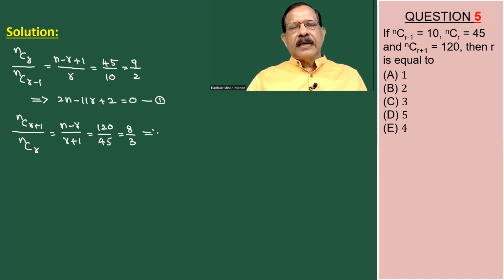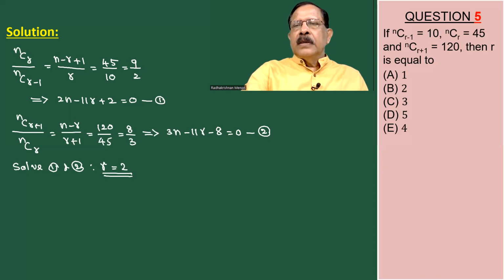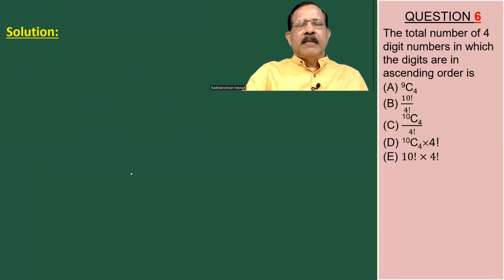So second equation we are getting in n and r, which is 3n minus 11r minus 8 is equal to 0. That is equation 2. Solve equations 1 and 2. You are being asked to find out r. So when you solve it, you will be getting r is equal to 2. Okay? Possibility of asking this type of questions, okay, more than 50%.